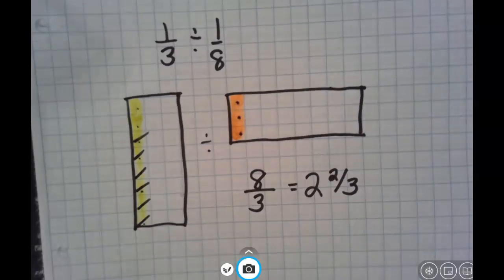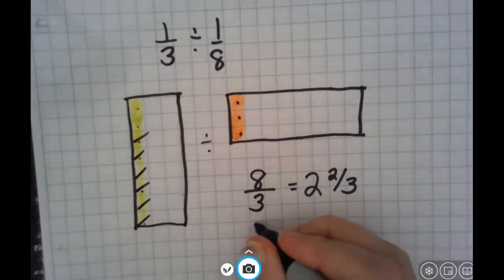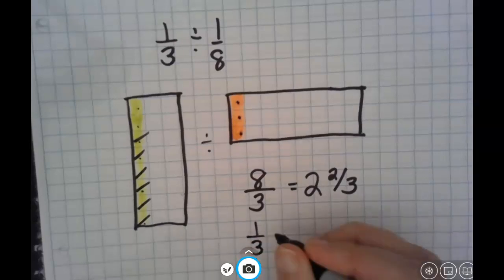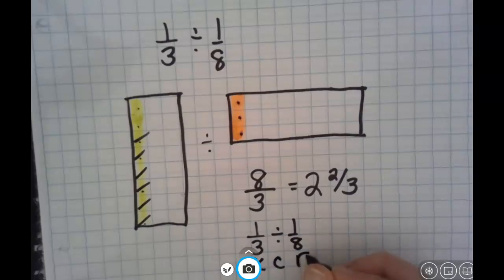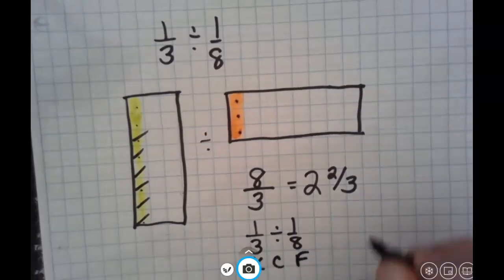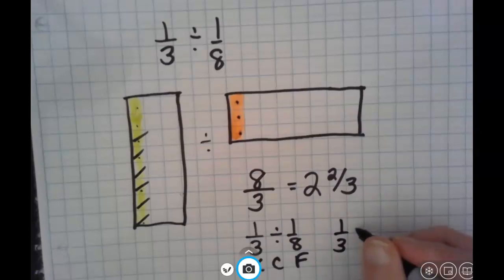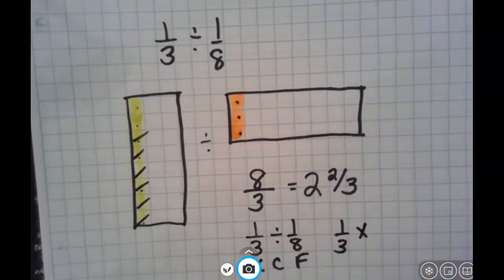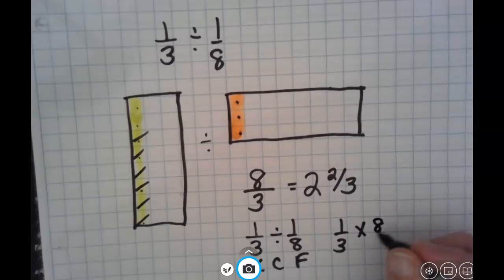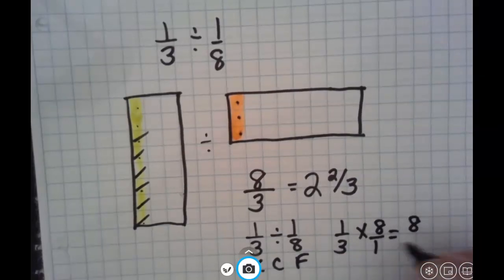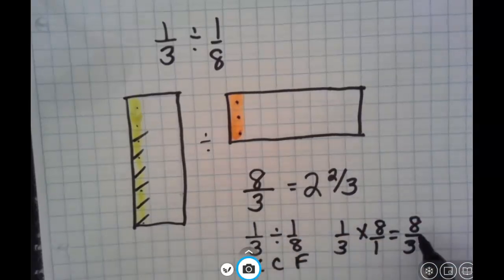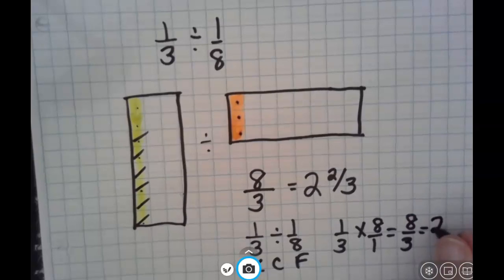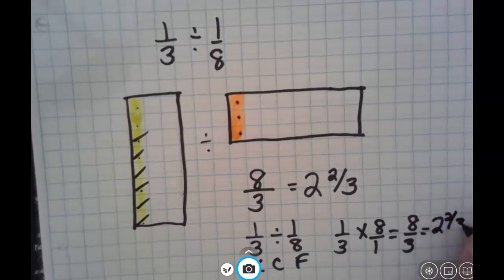So if we wanted to try it with the algorithm, we would have 1/3 divided by 1/8, and we do our keep, change, flip. So that means we keep the 1/3, we change to multiplying, and we flip that 1/8 to be 8 over 1. Top times top, bottom times bottom, and we get 8 over 3, the same thing that we got over here, which would also simplify to 2 2/3.